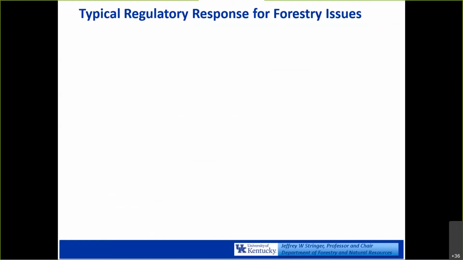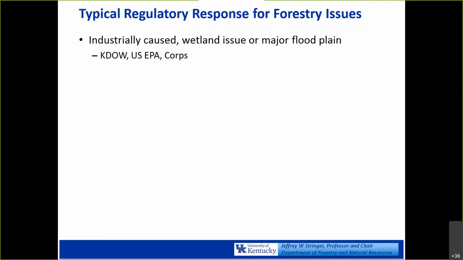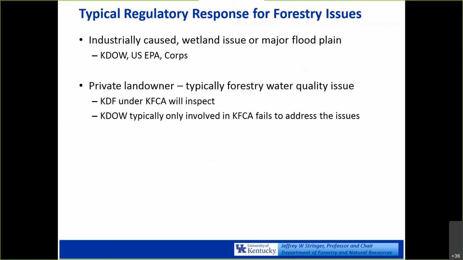Given there's every time they can get involved in this process. Okay, industrially caused issues or wetland issues, typically, or large major floodplain problems. That's where you get the EPA, the Kentucky Division of Water, the Corps involved. Okay. Typically, private landowner issues that come up, typical water quality issues from a timber harvest, for example, that's generally dealt with by the Division of Forestry under the KFCA. They will come out and do the inspection, that kind of thing.